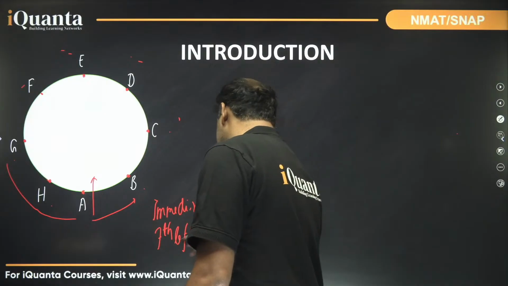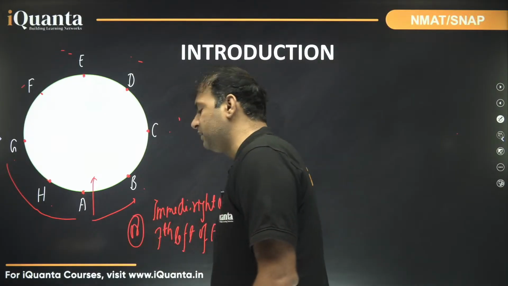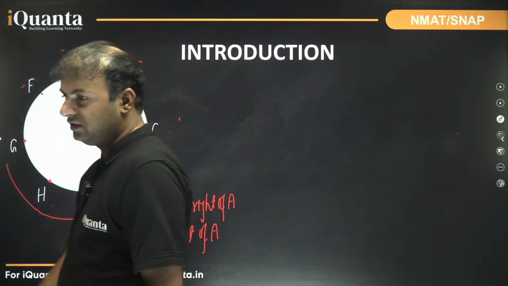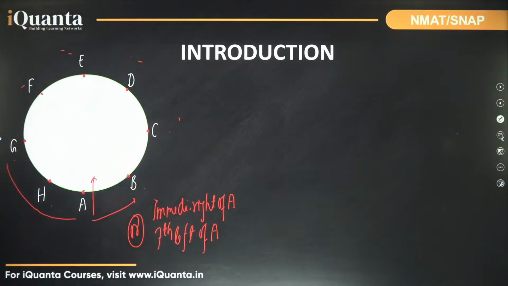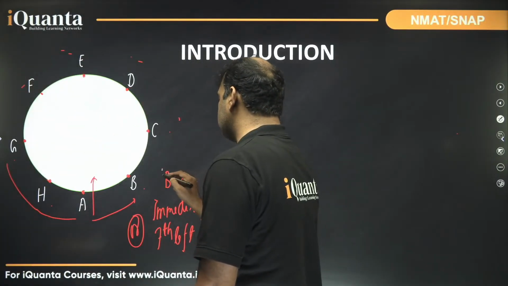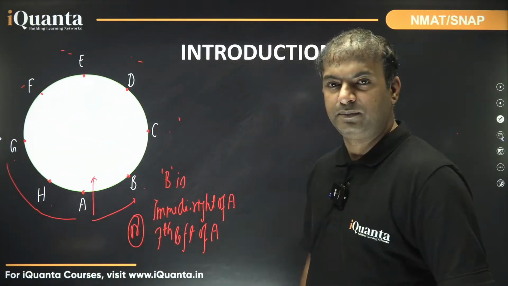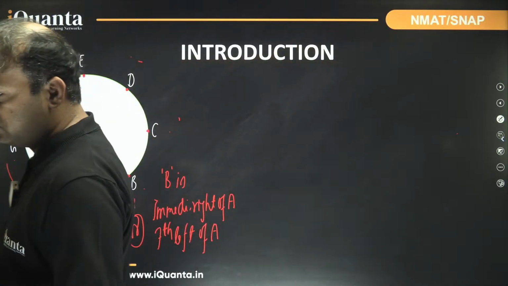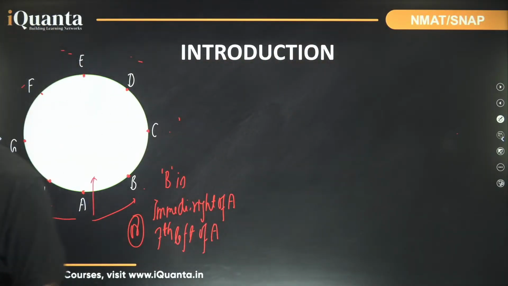Everyone, can you please reply to me in the comments whether you agree with me or not? Please write in the chat if you agree with this. We are talking about B. We can say B is immediate right of A as well. And we can also say that B is seventh left of A, right? Both of them are correct in this way. Guys, just say yes or no if you agree with me. Yes, both the pieces of information are correct, right?